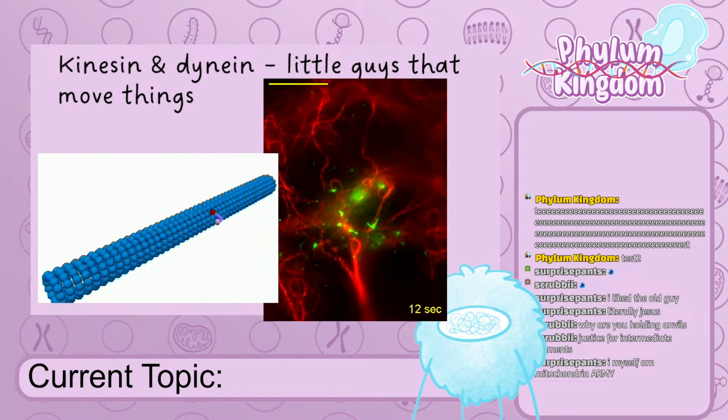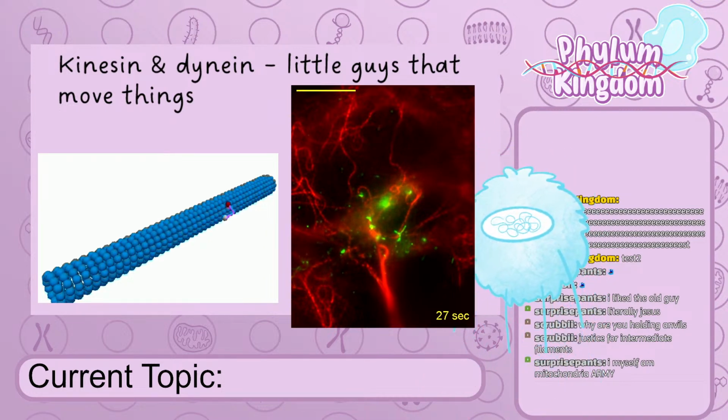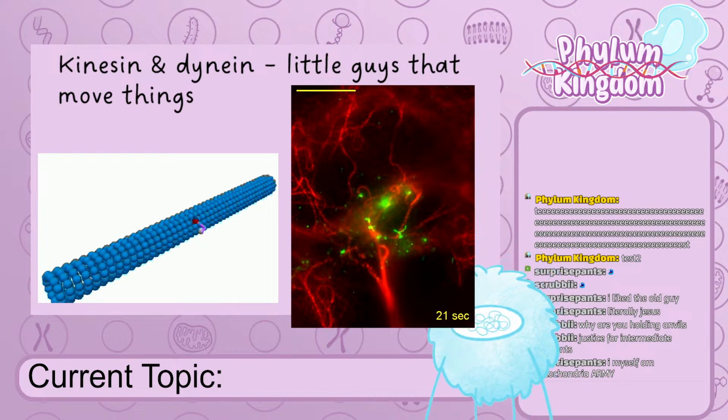So this video up here is a live image of cargo being transported across microtubules. Microtubules are labeled in this fluorescent red, and in green, we have labeled cargo. On that right-hand side, you can see one of the cargoes being shipped down the microtubule. I always think that is such an interesting and fun thing to watch happen.